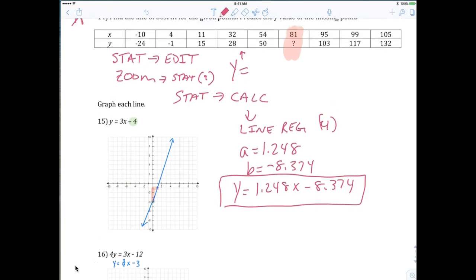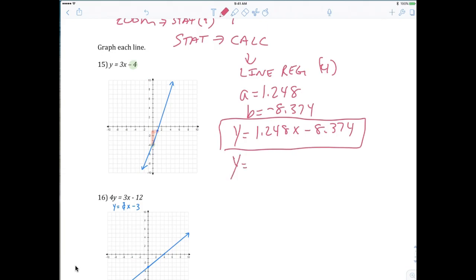Now, I want to know what the y value is when x is 81. So somebody please tell me how to figure that out. Plug in 81 for x. So all you're going to do is type in 1.248 times 81 minus 8.374. So y equals 1.248 times 81 minus 8.374. And so y is equal to what?